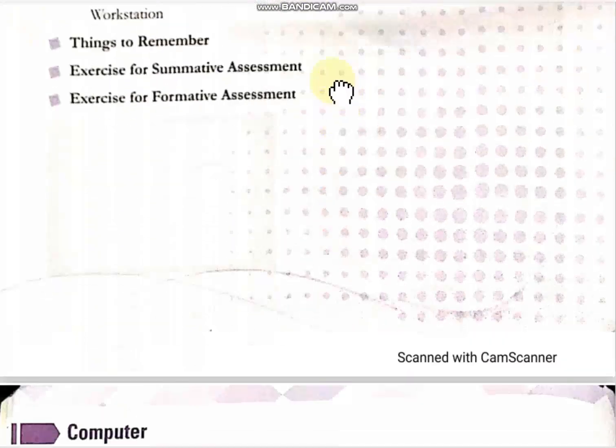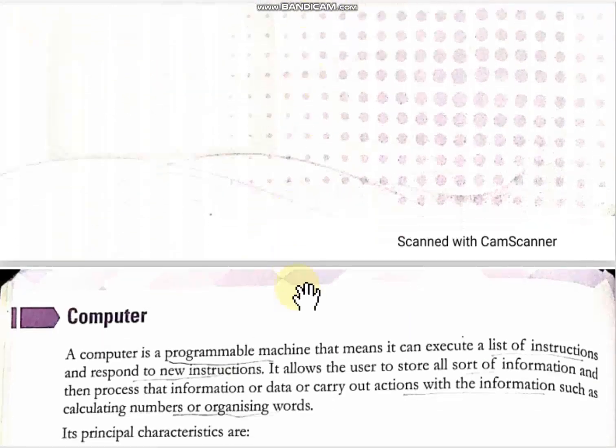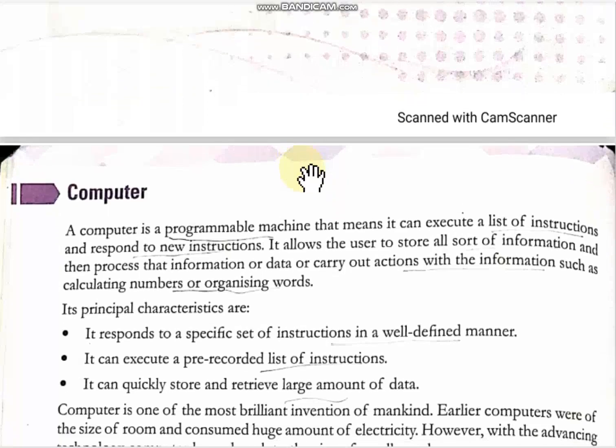Computer. Everybody knows what a computer is, right? It is a machine that responds to particular instructions given to it. It also stores all information and then processes that information to carry out the necessary actions. What are the characteristics of a computer? It responds to a specific set of instructions and it stores and retrieves large amounts of data.